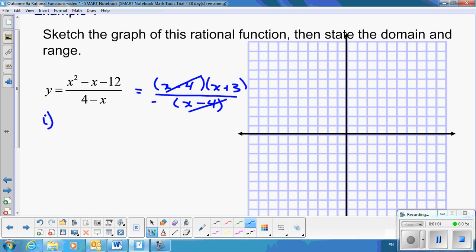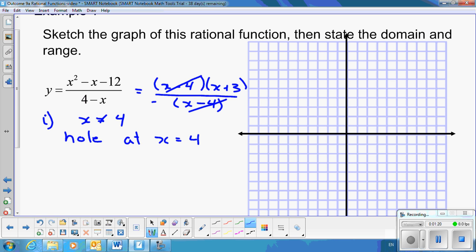So part 1 was to look at non-permissible values. Our first non-permissible value is that x cannot equal positive 4. Because this is a common factor in the top and the bottom, it means that we will have a hole in our graph at x equals 4.